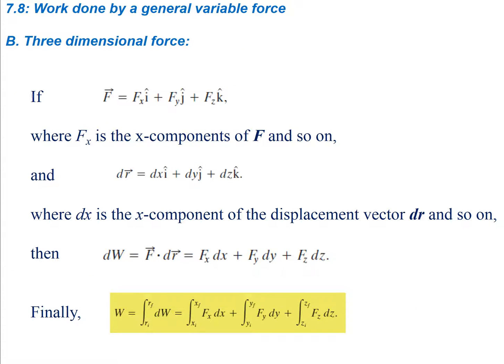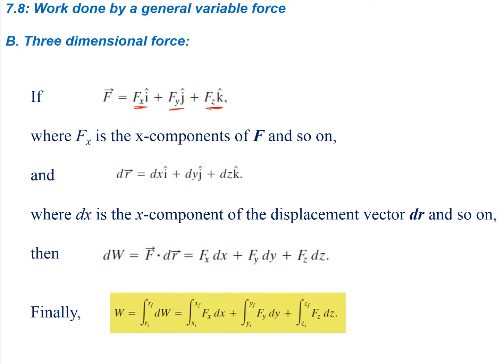If we wanted to look at the work done by a three-dimensional force, all you'd have to do is look at it in unit vector notation. So let's first start by looking at the forces in unit vector notation. Basically we have the x component of force in the i direction, the y component of force in the j direction, and the z component of force in the k direction. This is just the normal unit vector notation we've been using.